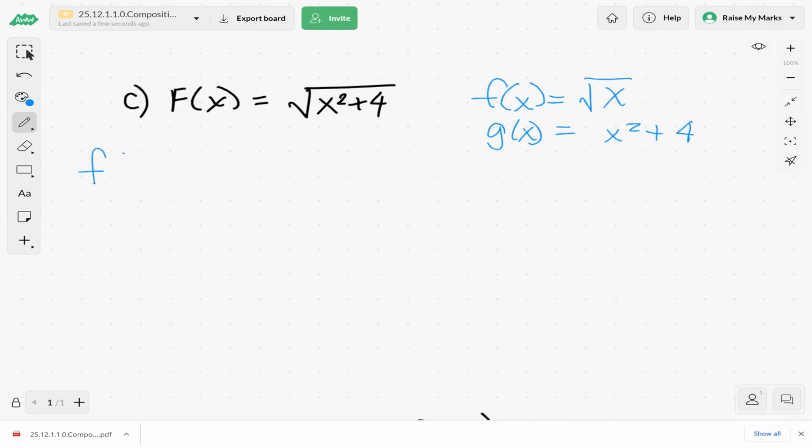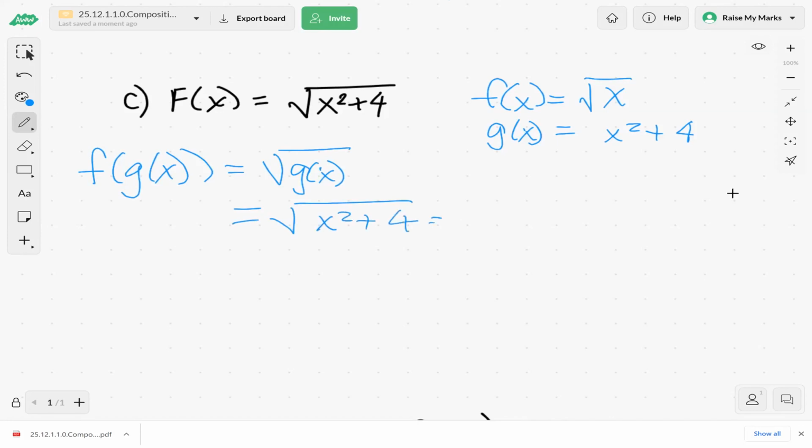So now when we take the composition of f and g, we get the square root of g of x. And our g of x is our x squared plus 4. And the square root of x squared plus 4 is indeed our capital F of x.